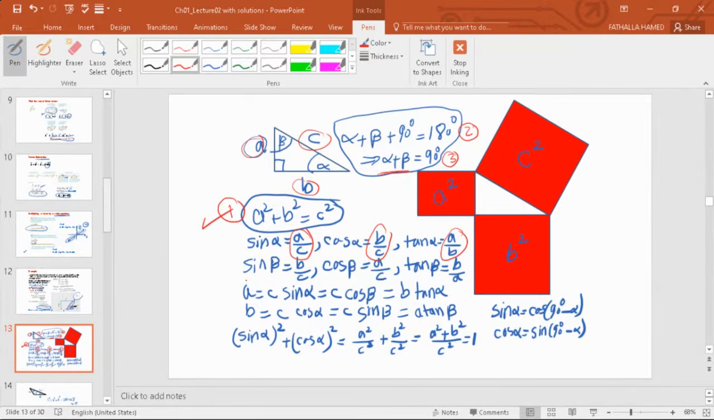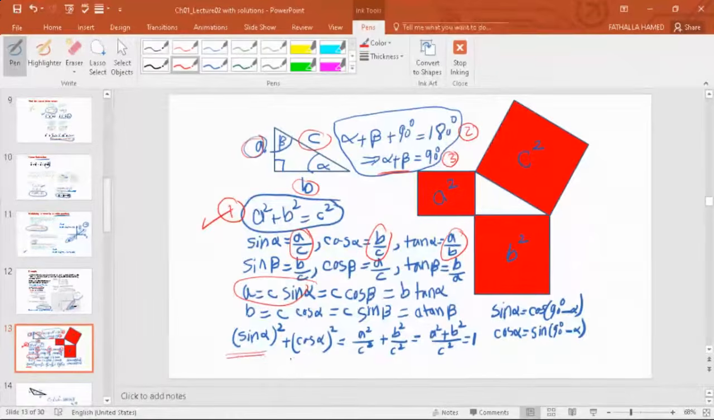Now, if you want to just get A, for example, from the first one, you just multiply C with sine alpha. It will give you A. And you can do it from here, which is equal to C cosine beta as well. And you can do it for the tan. So these are the relations that you learn when you dealt with Pythagoras' law and right angle triangles.